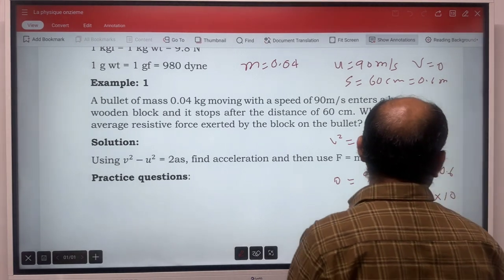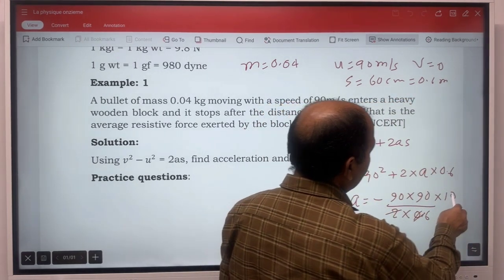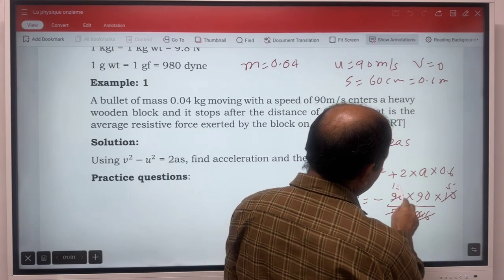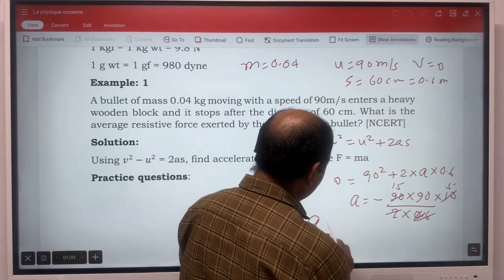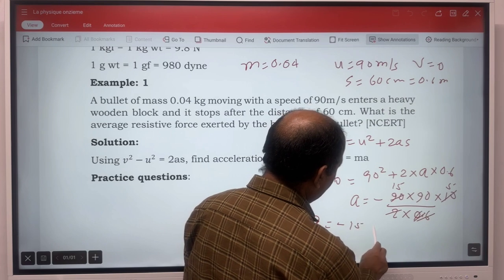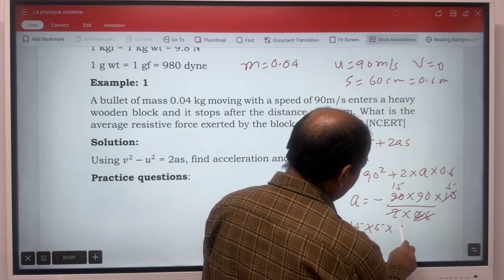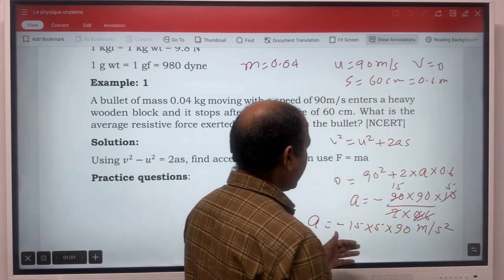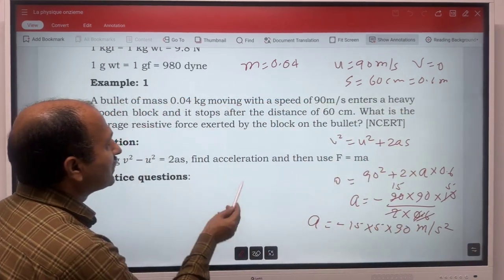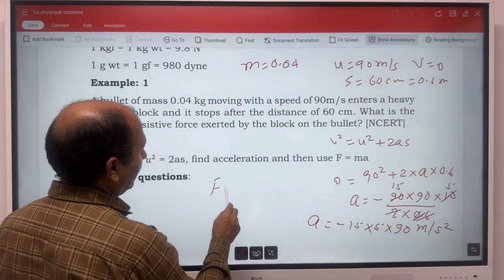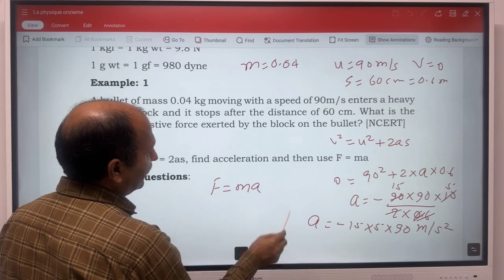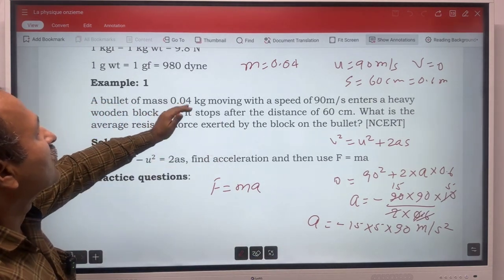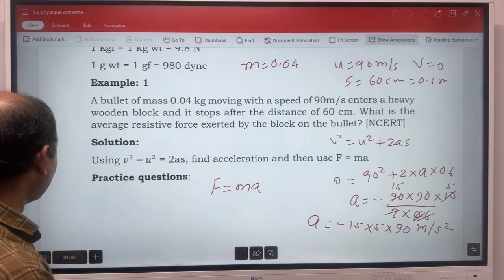Now, 2 times 5, 6, 15 times. So you are left with A equal to minus 15 into 5 into 90. This is meter per second square. This is the value of acceleration. Now you need the resistive force. So you can write F equal to MA and then put the value of A, and M is given in our question as 0.04. So you will get the answer.